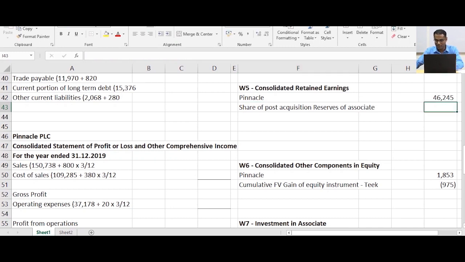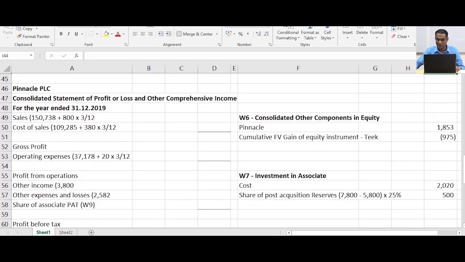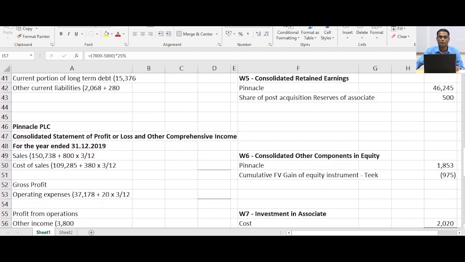So how much you can take the same value what you have taken here, 500. Okay. So the double entry on the balance sheet, debit entry goes to the investment in associate, working number 7, credit entry goes to the consolidated retained earnings. Right. That is the balance sheet treatment.